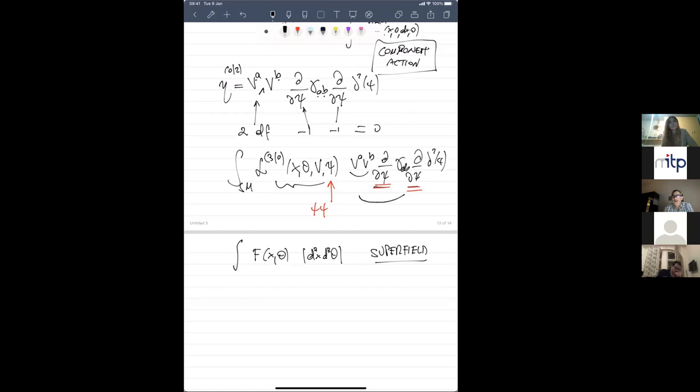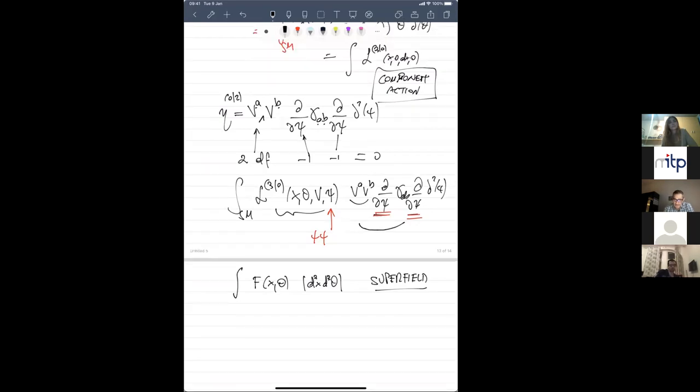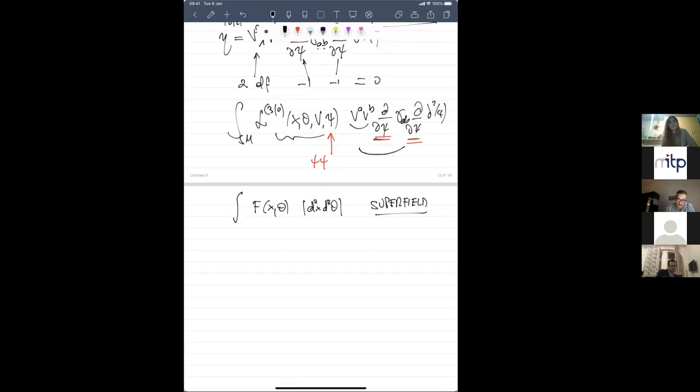So this means the final action that I have right now is on a supermanifold. Here I write down my rheonomic action times a picture changing operator, a picture changing operator that allows me to choose the representative. I can change this object here.